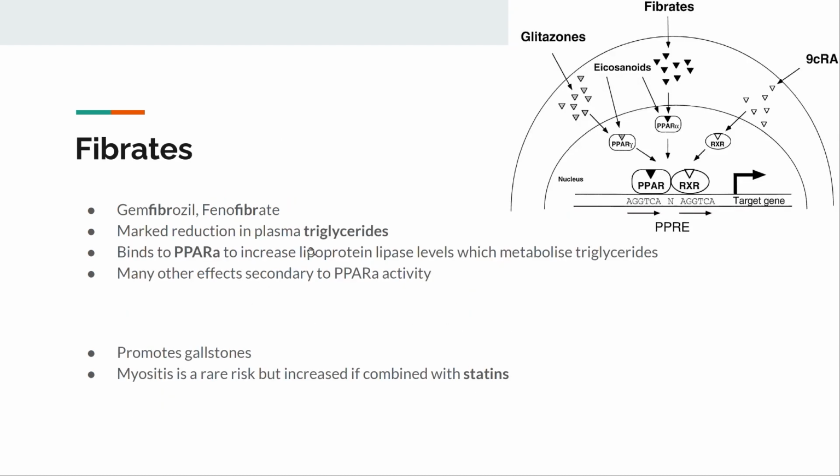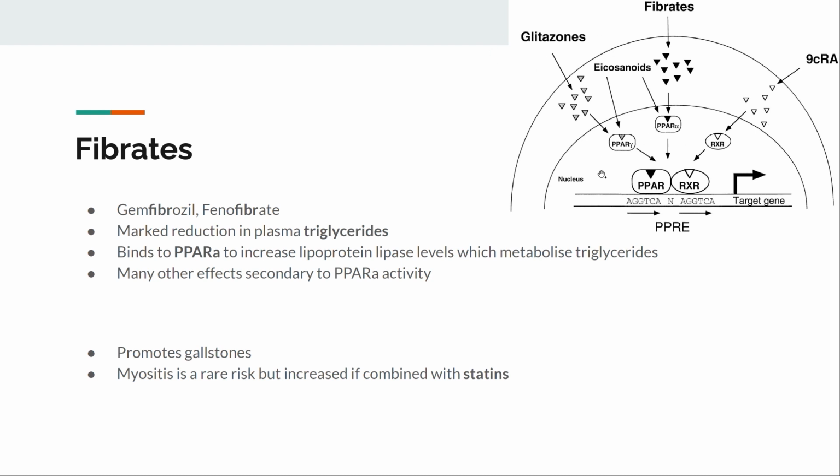Fibrates. Gemfibrozil, fenofibrate. Fenofibrate's really commonly taken. They are great for triglyceride reduction, but also have other effects, obviously. They bind to this protein called PPAR alpha, to increase lipoprotein lipase, which breaks down triglycerides, but it also has many, many other effects because this is a nuclear response element which binds to the fibrate, kind of like a steroid hormone, and then alters gene transcription to cause multiple effects. So it's not just one thing.